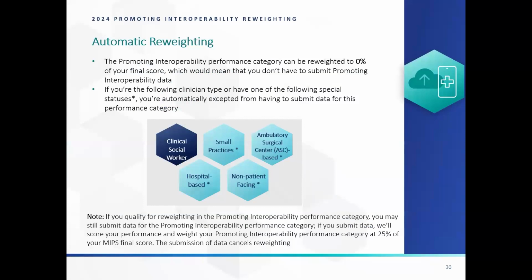Okay, so we talked a little bit about automatic reweighting, and this means you don't have to do anything for promoting interoperability. We were automatically reweighting your 25% to another performance category. However, if you submit data, we cancel that reweighting, and the data that you submitted for promoting interoperability will be scored. Next slide, please.